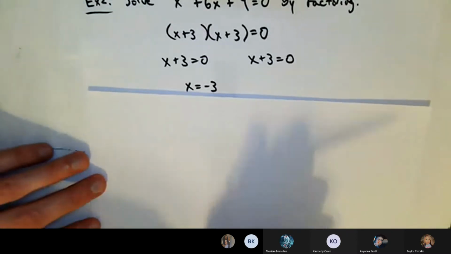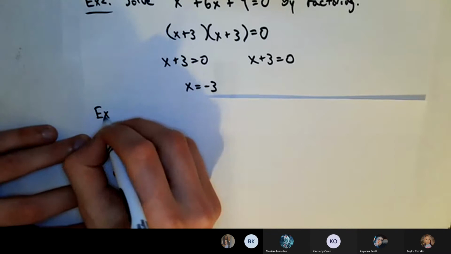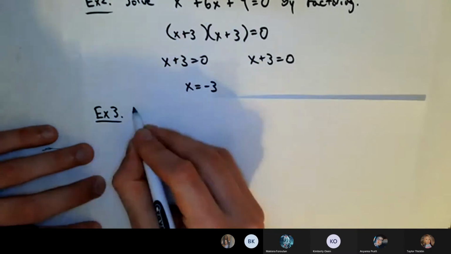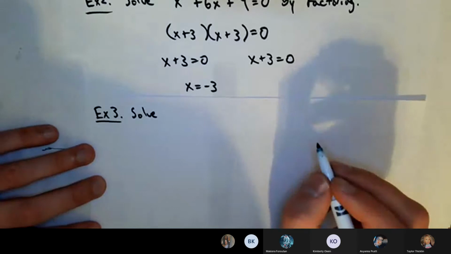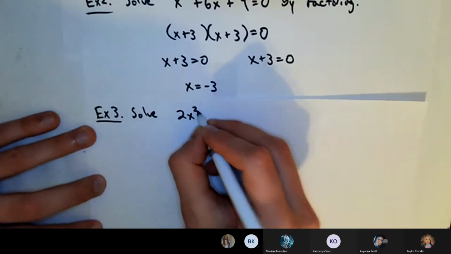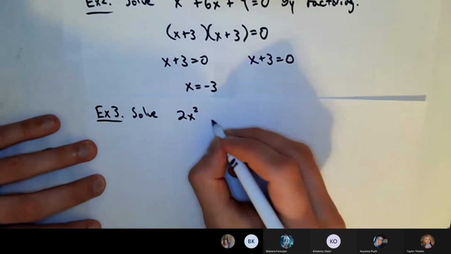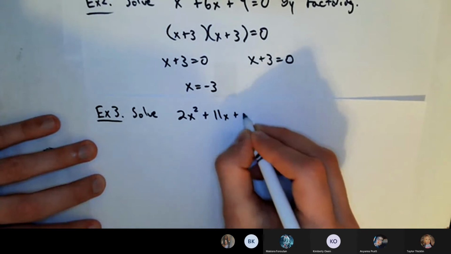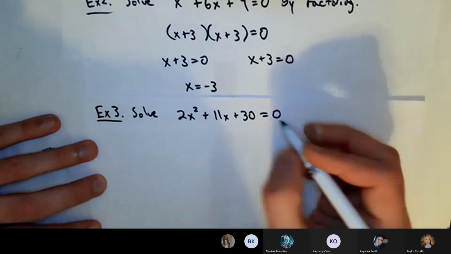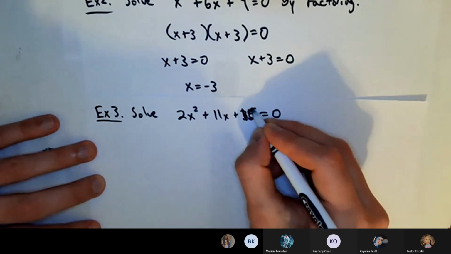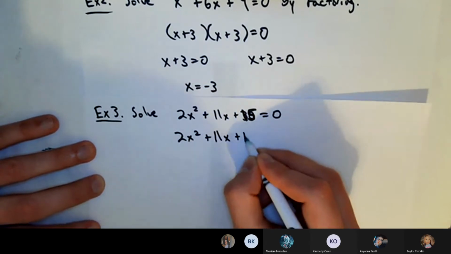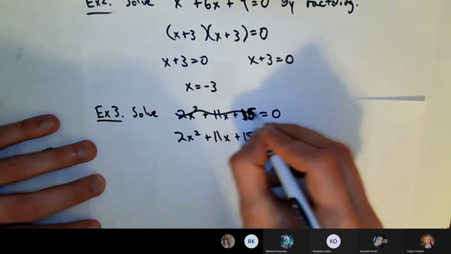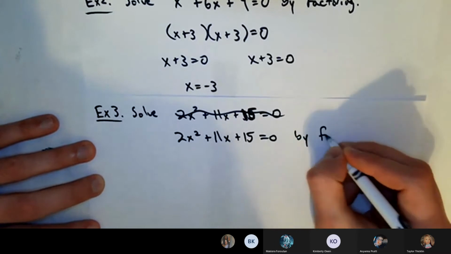So what about some new, well, actually, I said that like I was about to start talking about something new, but I actually want to do one more. That's a grouping problem, just to give you a little bit more practice with that. Just in case you don't remember how to do this. That's 15. 2x squared plus 11x plus 15 by factoring.